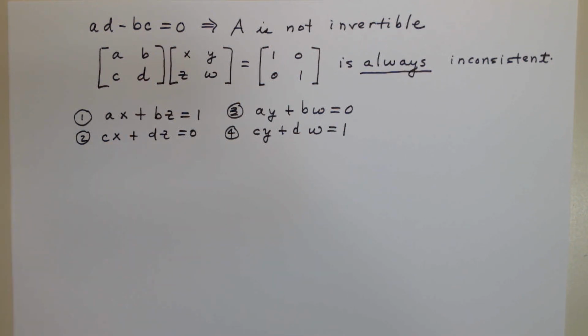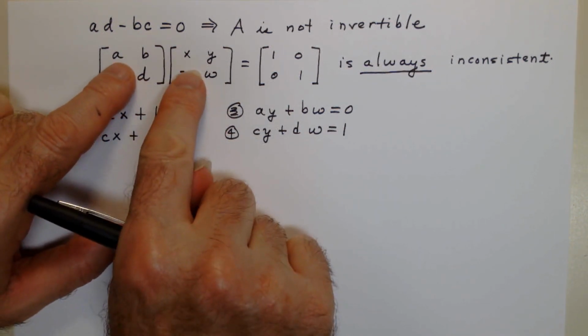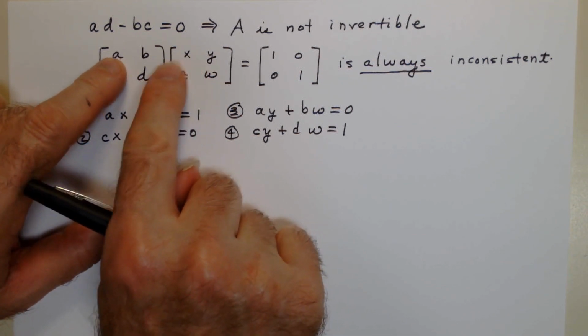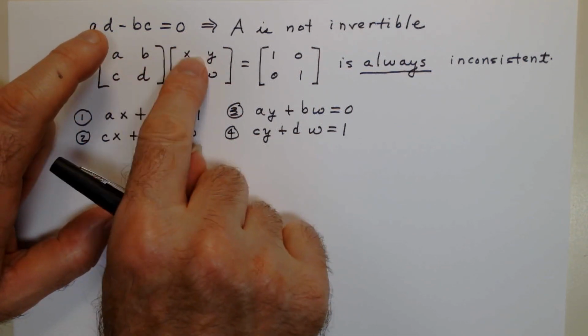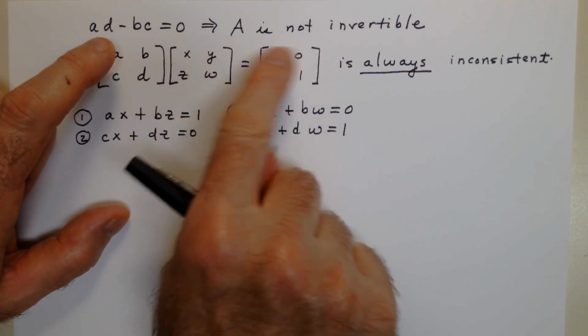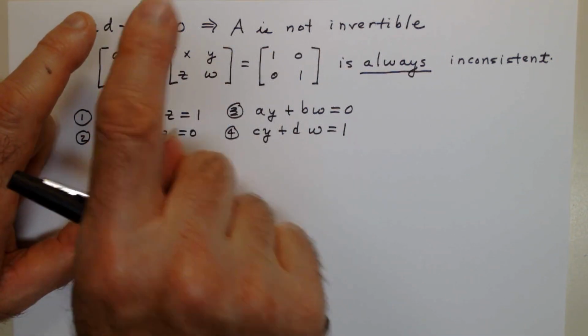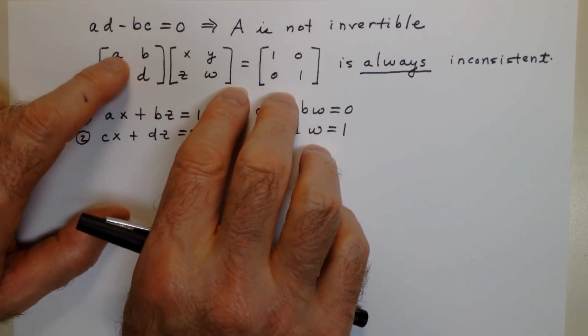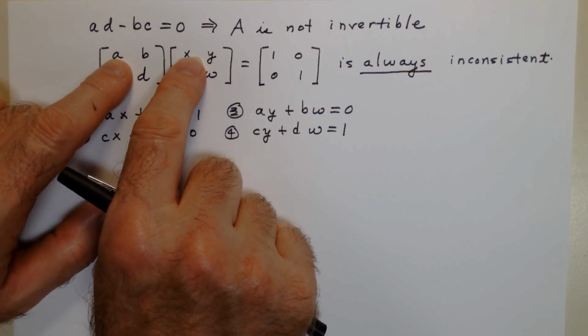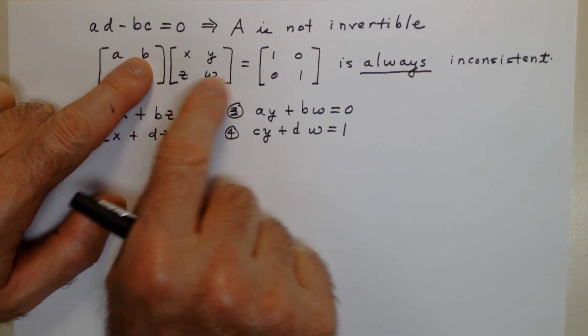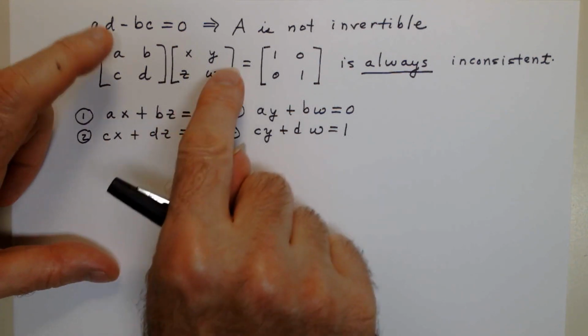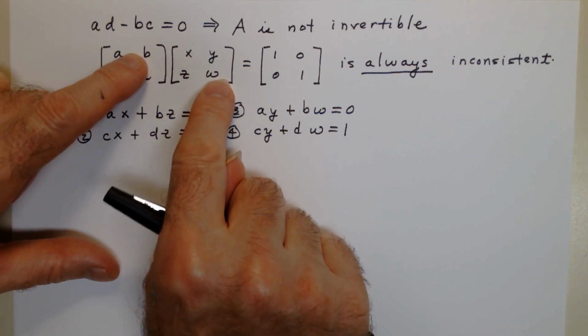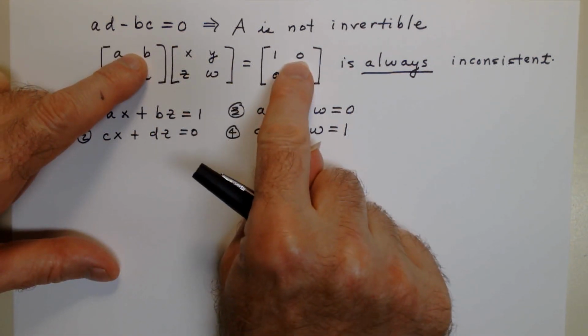Now, how can we think of this as a set of equations in X, Y, Z, and W? The easiest thing to do is just to imagine multiplying out this pair of matrices here on the left and equating entry by entry the entries of this side with the entries of this side and getting 4 equations. So for example, we'll get AX plus BZ has to equal 1. We'll get AY plus BW has to equal 0.